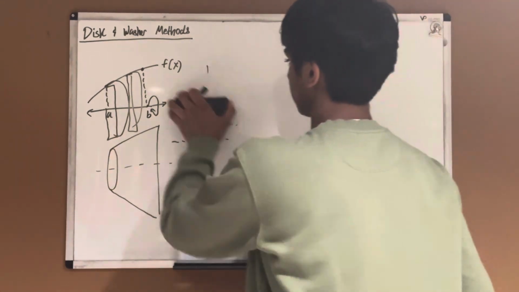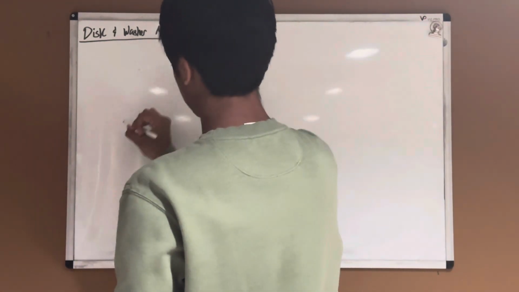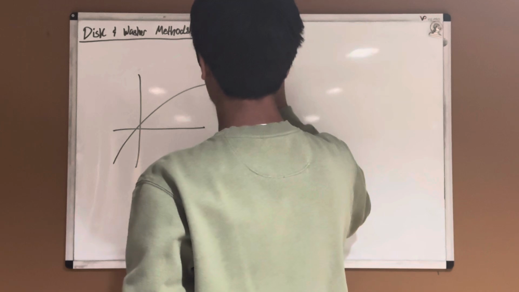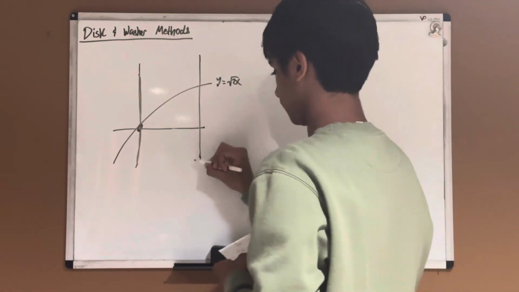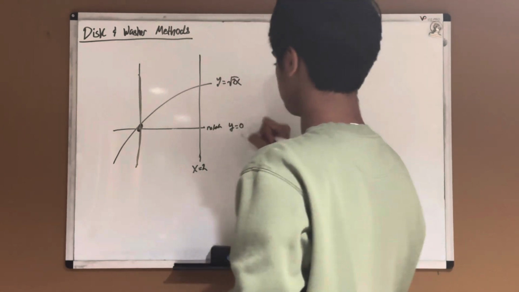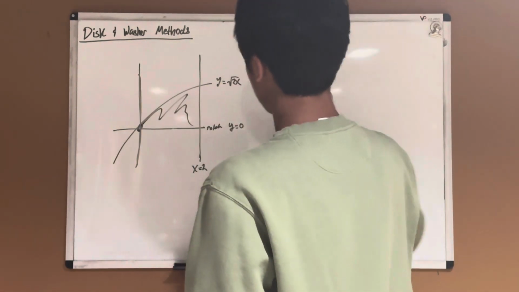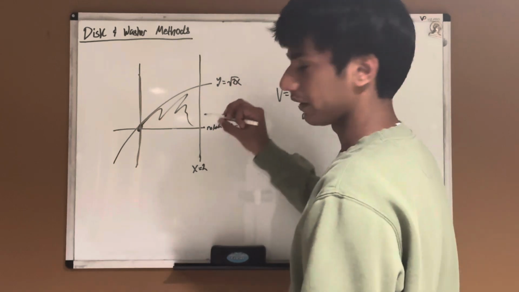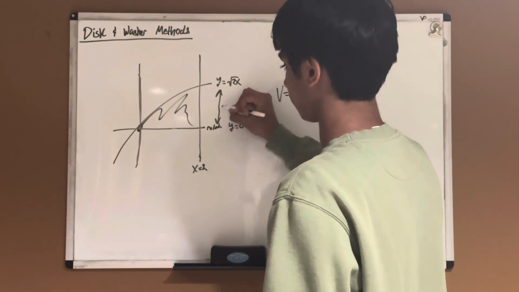Let's say we have a function bounded like this. We have y equals square root of 2x, and we're bounded by this axis and this line, which we'll call x equals 2. We're rotating about y equals 0. Using the formula we had from before, we take the volume, the revolution, so pi times the integral from A to B of big R of x squared, where big R is the distance from any point in the function to y equals 0, which is just square root of 2x.